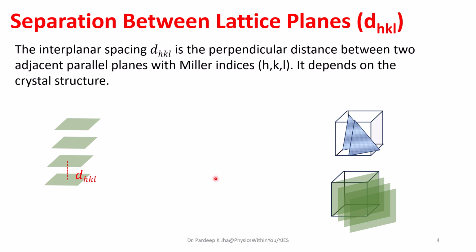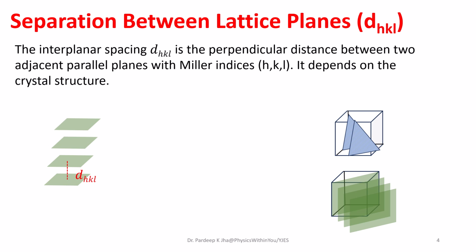So you know about that? Now the DHKL value will be different in the different crystal structures. So of course it depends on the crystal structure. And typically if the crystal structure is not orthogonal, then it could be a different thing. So let us see how we arrive at calculating this lattice spacing.